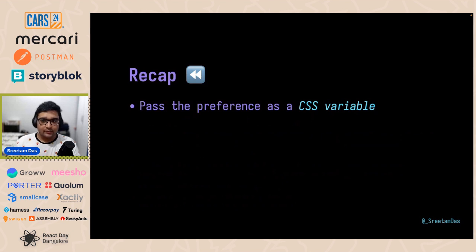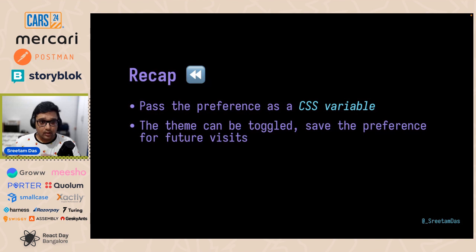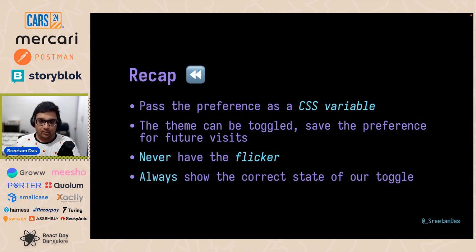On the first load, even if the user has a preference for the non-default theme, we are still able to account for this. By passing the preference as a CSS variable, the theme can be toggled and the preference can be saved for future visits. What we want to make sure is that we never have that flash, that flicker of white light. And we always want to show the correct state of our toggle. And in case that's necessary, we defer rendering the toggle if the correct state is unknown, which would be on mount.